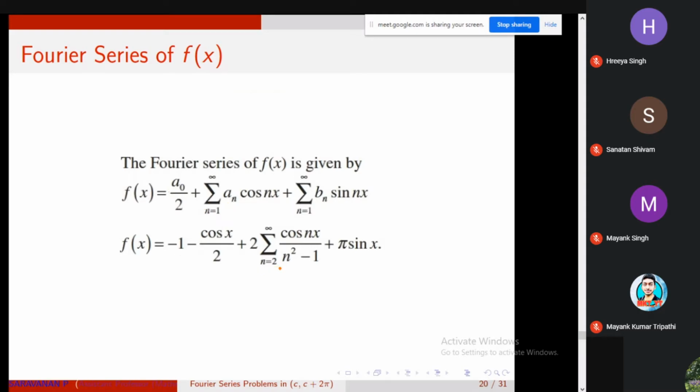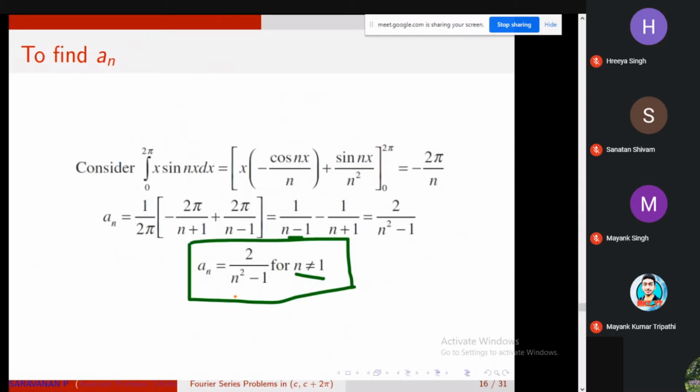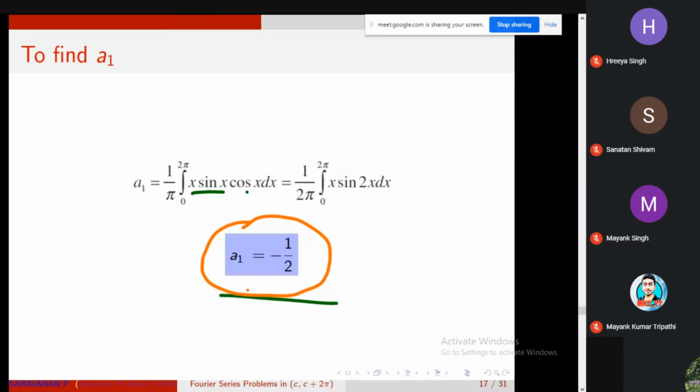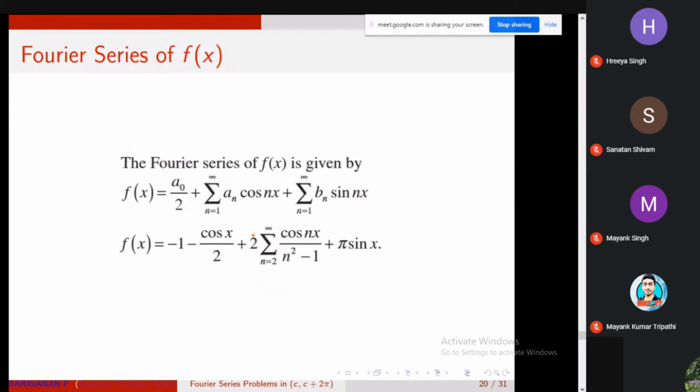So when n not equal to 1, what is the value of an? This is what we have got. When n not equal to 1, the value of an is 2 divided by n square minus 1. So substitute this an value, you will get 2 as a constant, take it out. When n varies from 2 to infinity, it is 1 by n square minus 1 into cos nx. Similarly, you split the sin nx summation, n equal to 1 to infinity. When n equal to 1, you will get b1 into sin x.